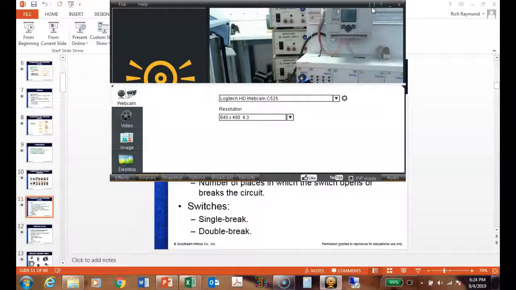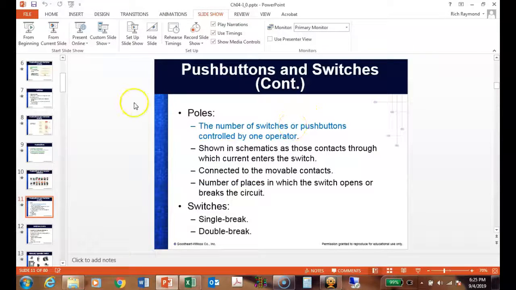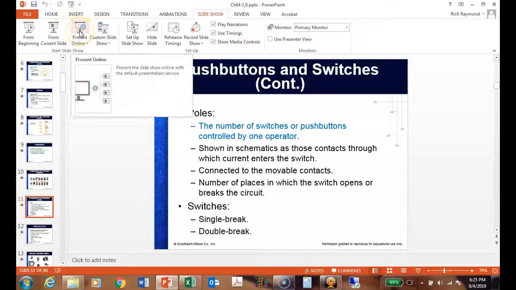Double has two contacts and single has one. Yeah, but why do we need two? You're exactly right. It keeps them from... and y'all hear what James said? What happens is when these things try to break, they create an arc, and a lot of times it'll cause one side to try to fuse.